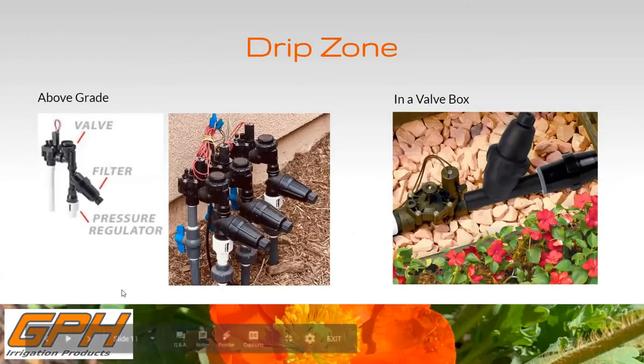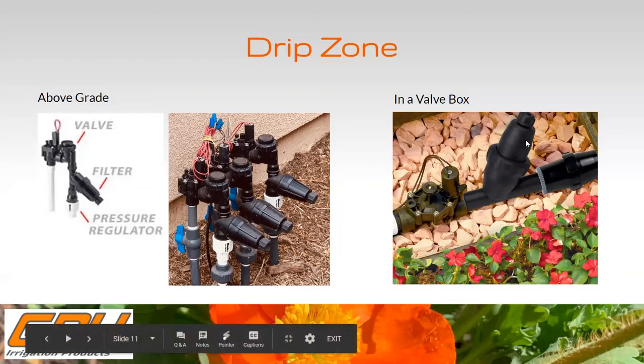Here's a closer version of what a drip zone is with all these factors that I spoke of. So you have a valve, a filter, and a regulator. This is what a typical residential would look like. This is an anti-siphon valve to a filter to a regulator. Above grade, it's a really nice installation.